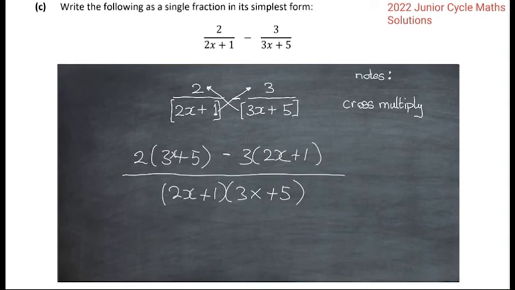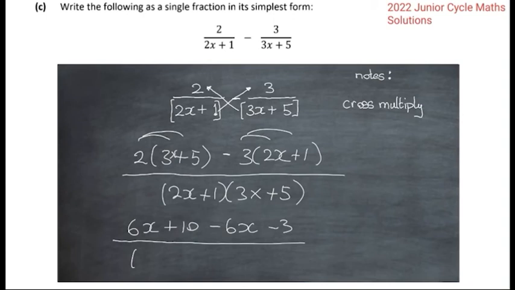So let's multiply out the two parts here, and we're going to get 6x plus 10, and over here we are going to multiply these two, we get negative 6x minus 3. So take your time, be careful with the signs, and down below then we have the two brackets from the original multiplication.